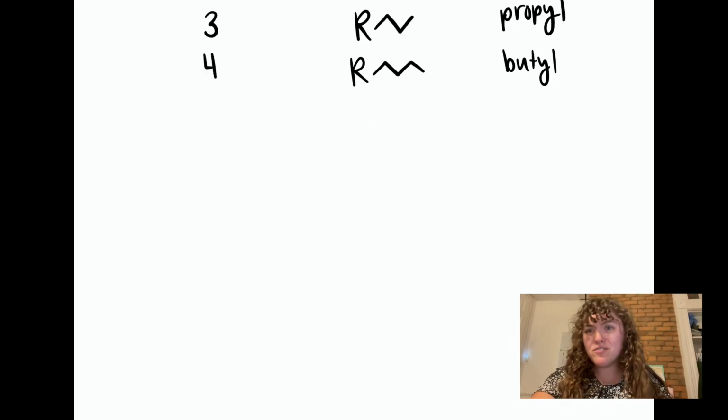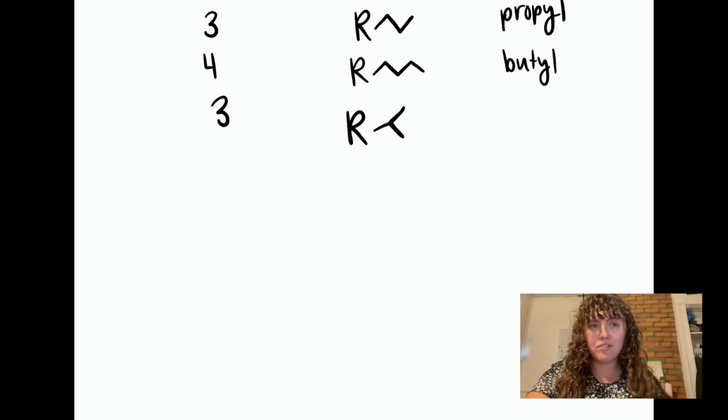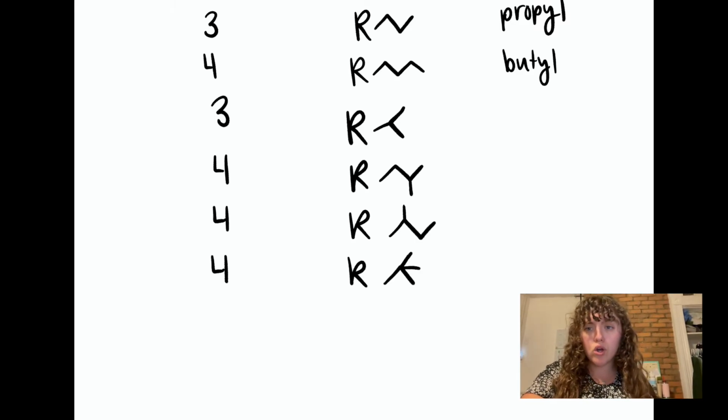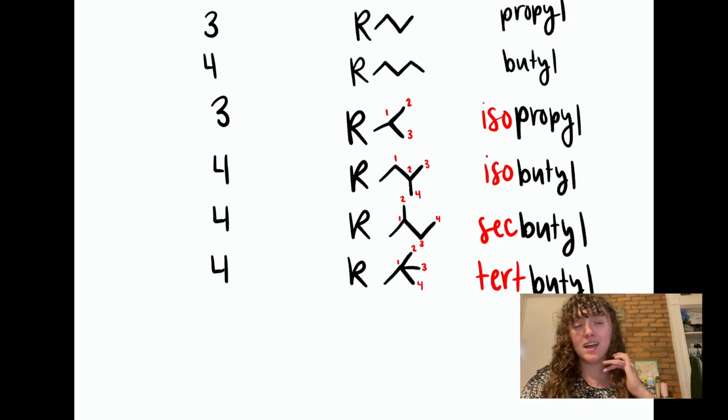Well, what if we want to move those carbons around, especially with 3 and 4, propyl and butyl? We can rearrange that and make completely different molecules. So you can see here I'm drawing a couple other hydrocarbon substituents that still have 3 carbons or 4 carbons, but it's no longer propyl and butyl. These are other substituents, and I have their names listed here: isopropyl, isobutyl, sec-butyl, and tert-butyl. This is kind of just something you're going to have to memorize because these are different molecules with their own structures.